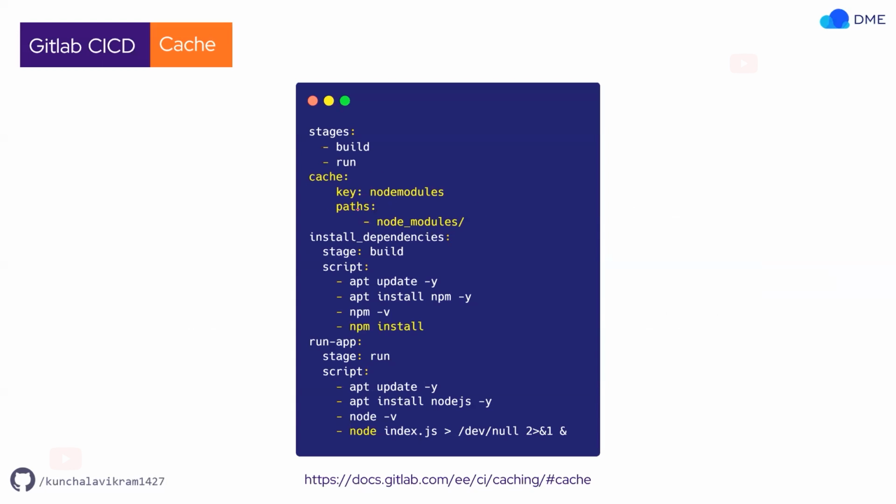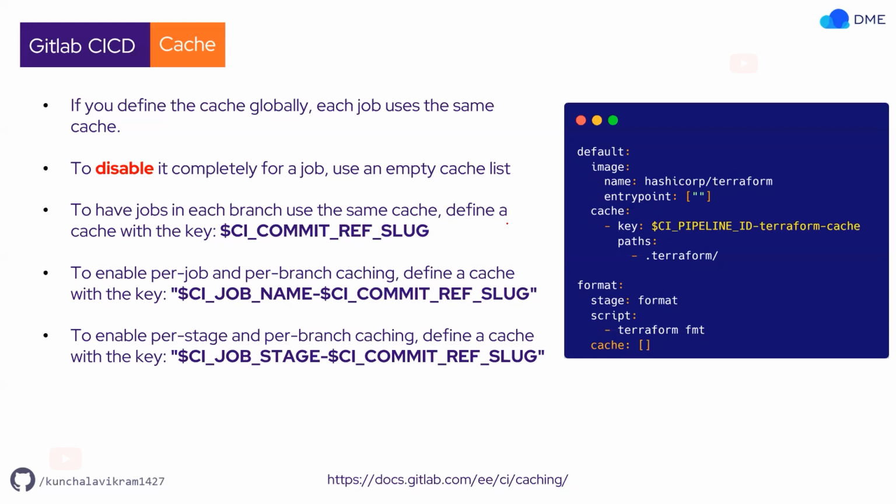Then again, cache is just like artifact. You'll have to define the path and the name. We call it a key in cache. It can be the same name, or it can be the environment variable name. I'll tell you why that is required. Now see, if any particular job doesn't require the cache, you need to put it as empty cache. Then that cache won't be injected into this particular job. Like for Terraform fmt, it won't require that .terraform folder, right?